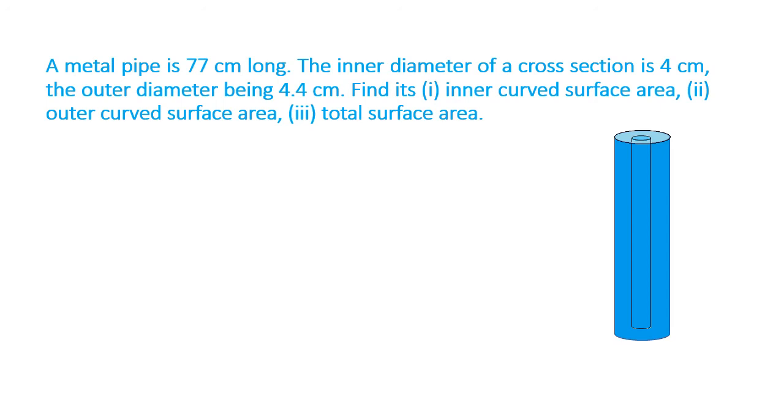The next sum. A metal pipe is 77 centimeter long. And the height of the metal pipe is 77 centimeters. The inner diameter is 4 centimeters. You can see this here, diameter here. The inner diameter is 4 centimeters. The outer diameter is 4.4. So I will call DI the inner diameter. DI is 4 centimeter. So I will write RI, the inner radius, is 2 centimeter. And D out, outer diameter, is 4.4 centimeters. What is the outer radius?